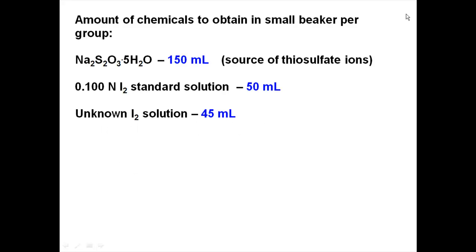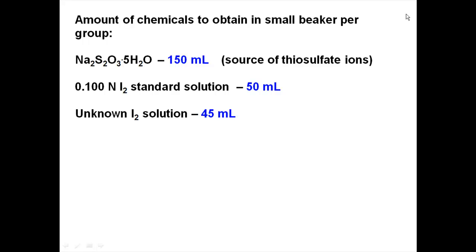How much chemicals do we need? Well, for the thiosulfate, in the form of sodium thiosulfate, we need about 150 milliliters. For the 0.1 normality standard solution, you need about 50 mils. For your unknown iodine solution, you need about 45 mils, and that will be assigned to you by your TA.